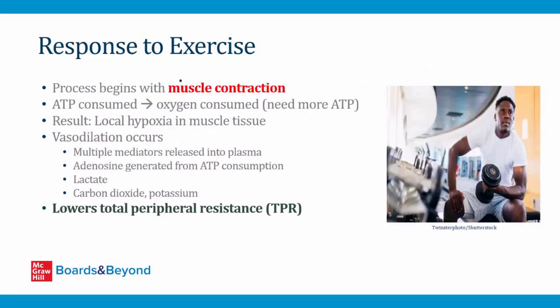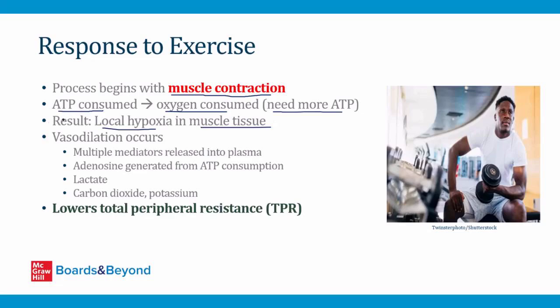So the whole process of the body responding to exercise begins with muscle contraction. Imagine that you go outside and you start to jog. You're going to contract muscles in your legs. Those muscles are going to consume ATP, and that's going to lead to oxygen being consumed as the muscles try to generate more ATP. The result is that you're going to develop local hypoxia in the muscle tissues of your legs as you begin running.